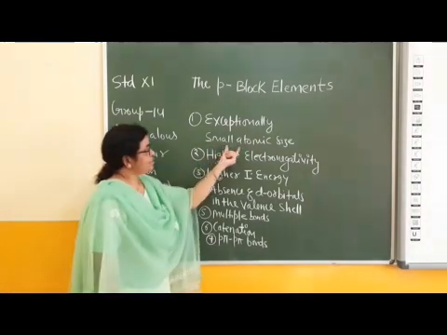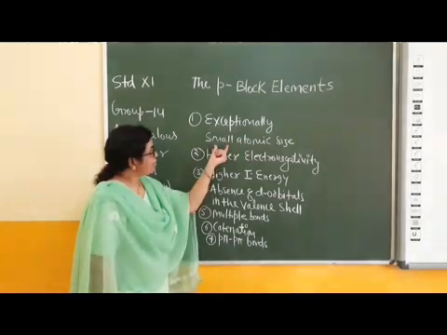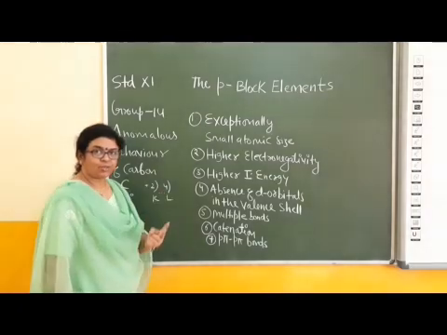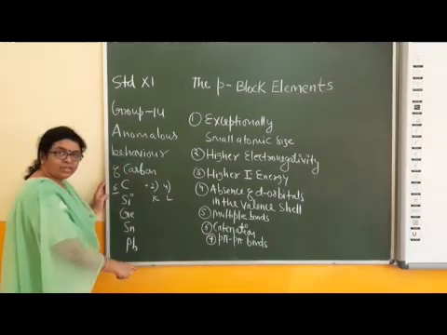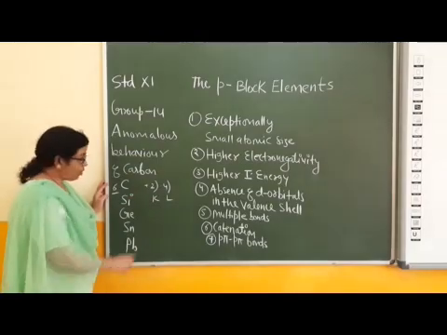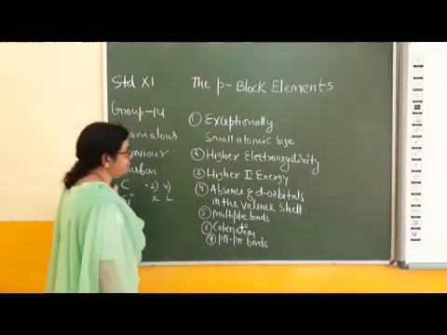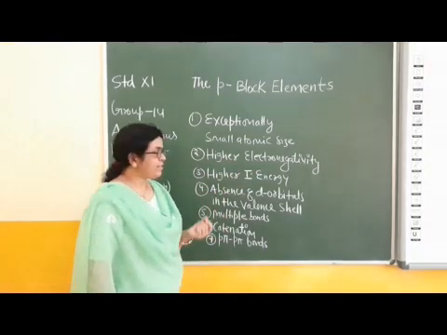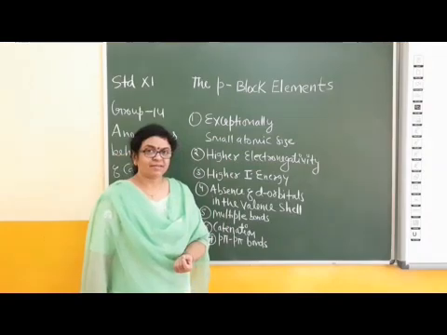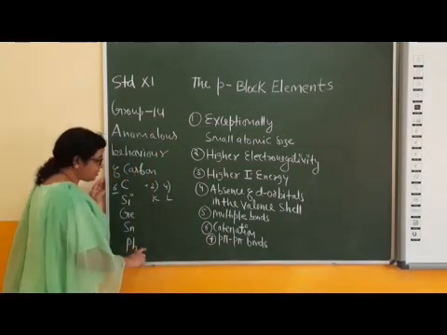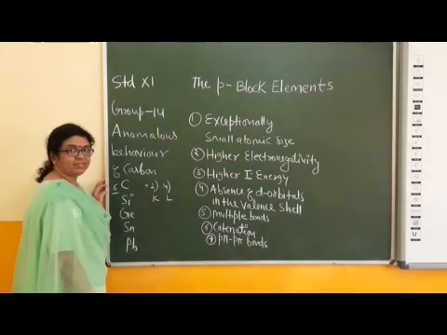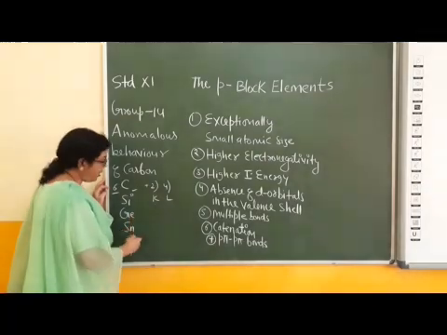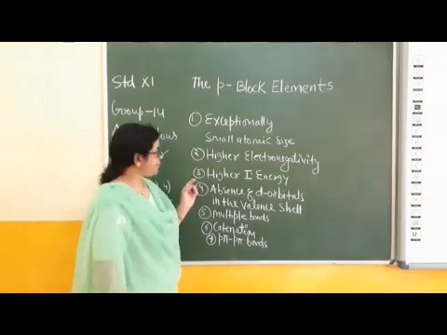So carbon has an exceptionally small atomic size. What is the reason? Due to the presence of only 2 orbits. On moving down the group, the number of orbits increases, so atomic size increases. Next, higher electronegativity. Electronegativity depends on atomic size: increasing atomic size, decreasing electronegativity. Carbon shows higher electronegativity than the other elements of the 14th group.